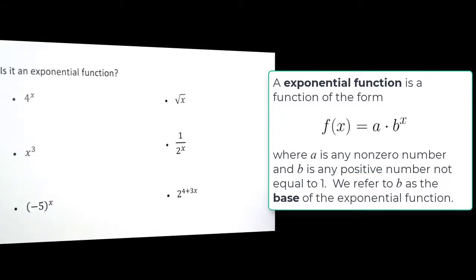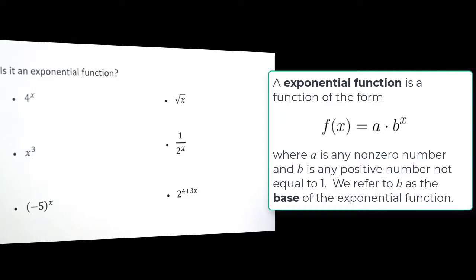Now, why are there these conditions on a and b? Why does a have to be non-zero? Well, if a were 0, then we're multiplying by a, so the whole thing would be 0. So that would just be the 0 function, right? And we've already said the 0 function is an example of a polynomial, for instance.